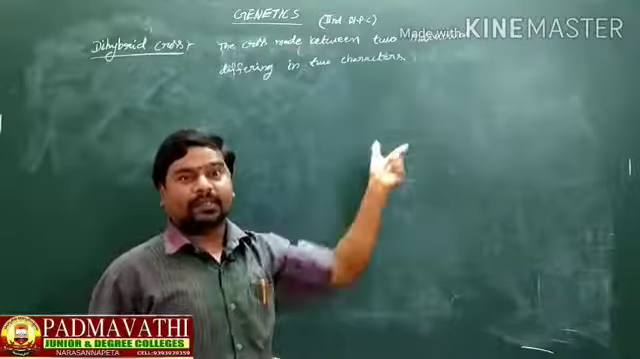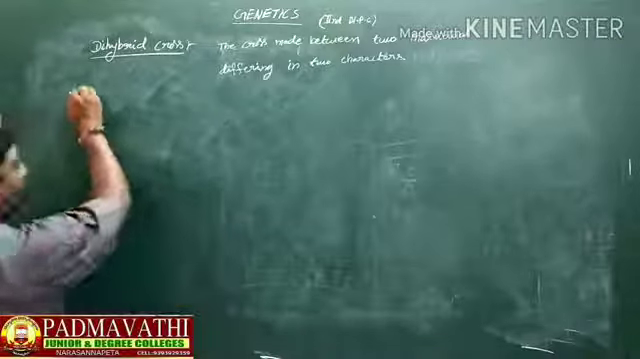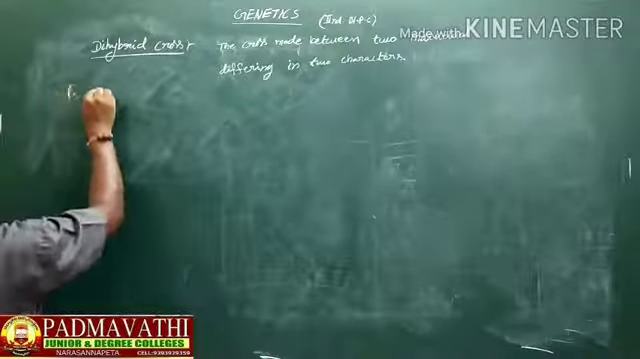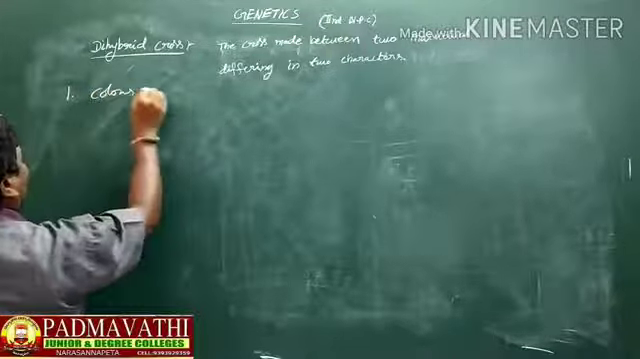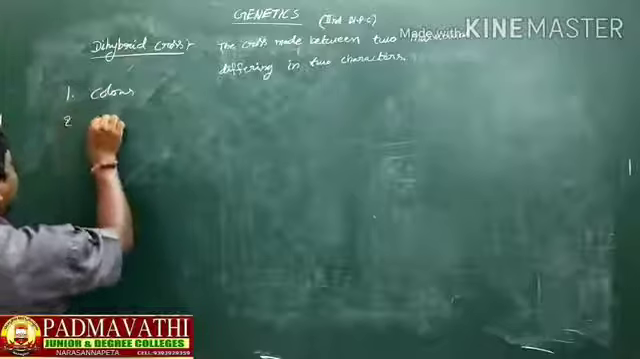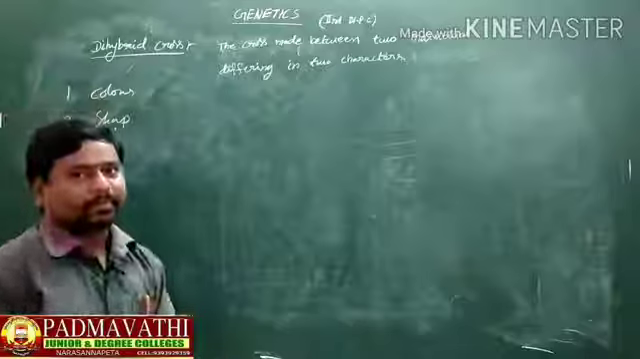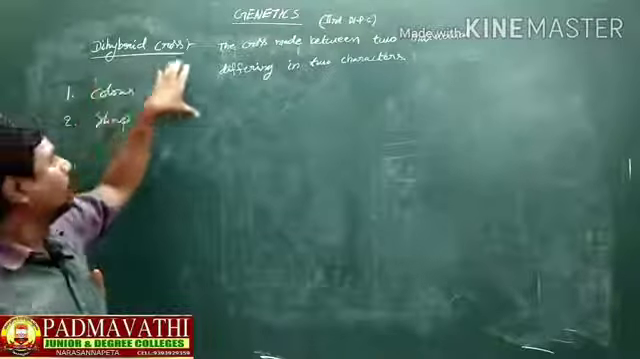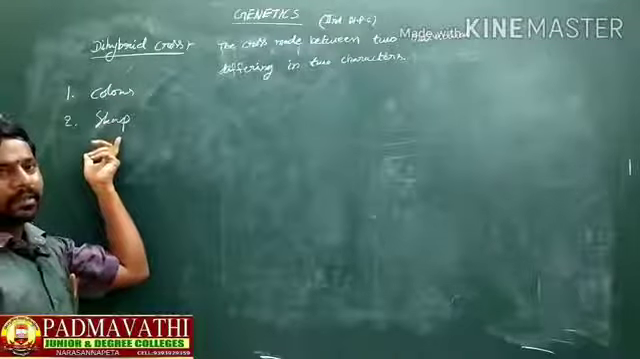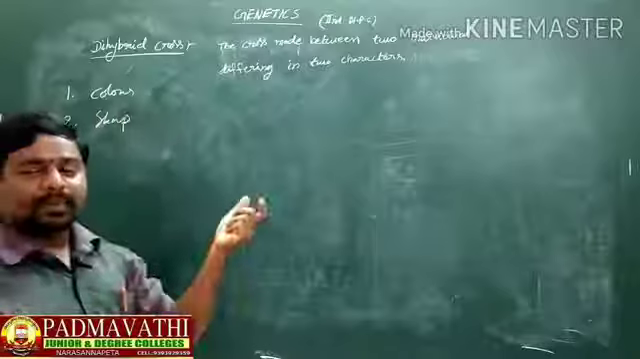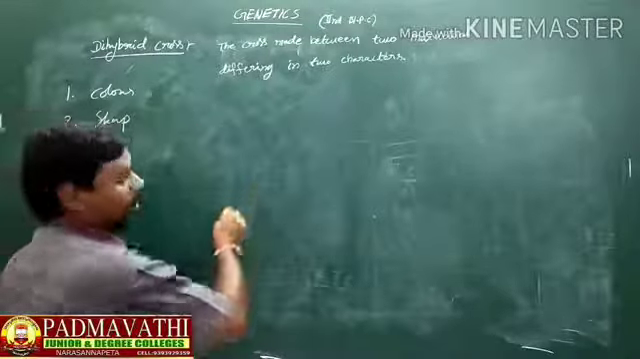What type of characters are chosen in Mendel's dihybrid cross? The first one is color, and the second one is shape. These two characters are used in Mendel's dihybrid cross. These two characters are present in the same individual. Now we are going to that.